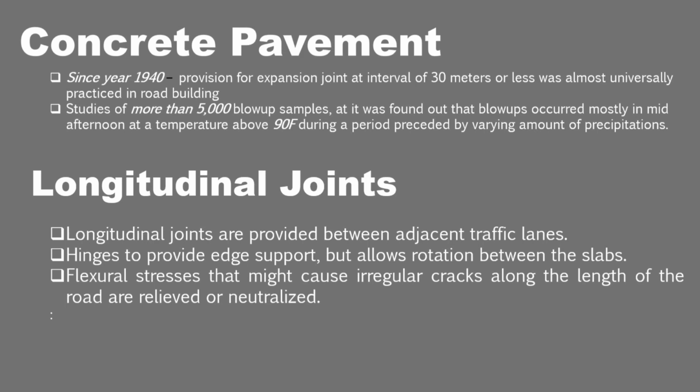Next is the longitudinal joint. Longitudinal joints are provided between adjacent traffic lanes. They act as hinges to provide edge support but allow rotation between the slabs. Flexural stresses that might cause irregular cracks along the length of the road are relieved or neutralized.